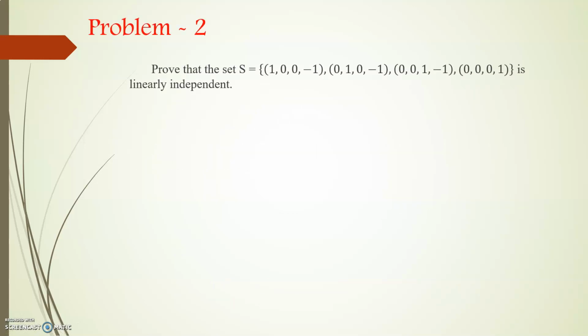Next, we are going to see another problem. Prove that the set S equal to the vectors (1, 0, 0, minus 1), (0, 1, 0, minus 1), (0, 0, 1, minus 1), and (0, 0, 0, 1) is linearly independent. We have to prove that the set of vectors is linearly independent.